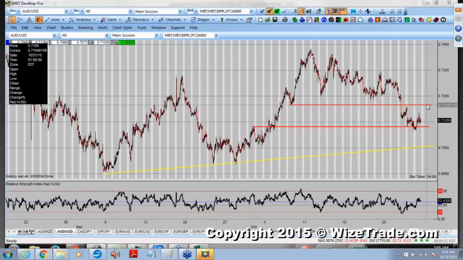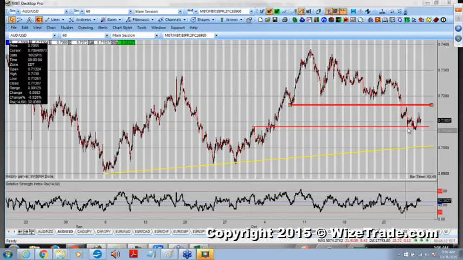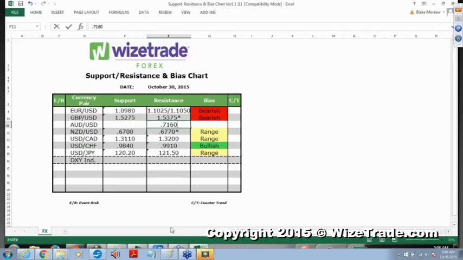Okay. Resistance will be all the way up at 72 cents if we can even get up there. But we're having a hard time getting back up to 71.60. So 71.60 is going to be resistance. And if we break below 70.60, it's curtains, I tell you. So 70.70 is support. And we are in a range.